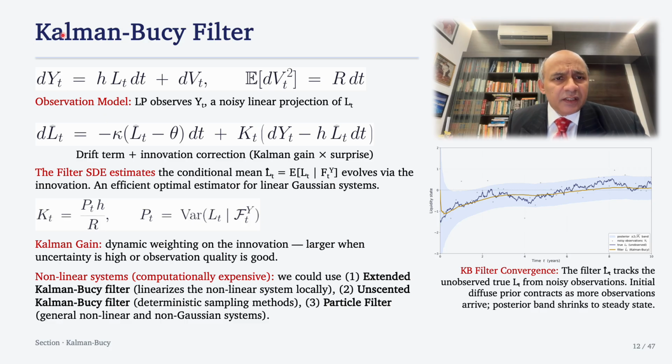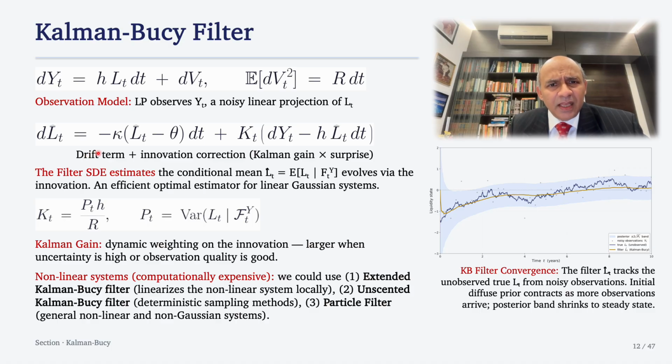Over to the Kalman-Bucy filter, we know that L is not directly observable. So if your observation system is linear Gaussian, has a linear Gaussian state and linear Gaussian observations, the conditional law of L given the observation filtration is Gaussian. And we get L hat, the mean, and the variance P. The Kalman-Bucy filter is finite dimensional and is a sufficient statistic. We've got an observation model here, and we have noisy linear projections of L.